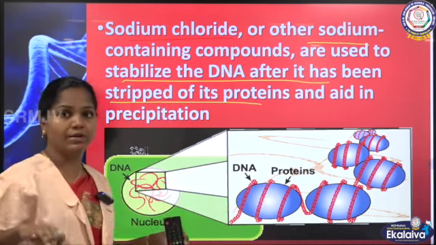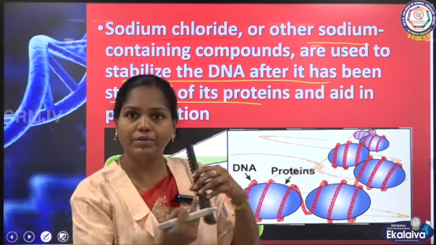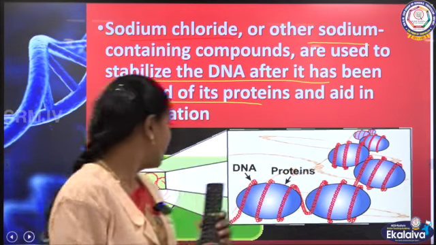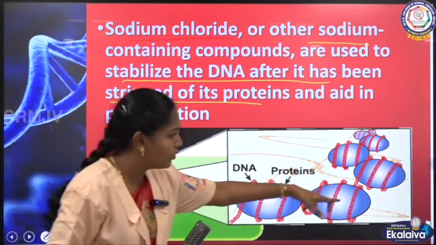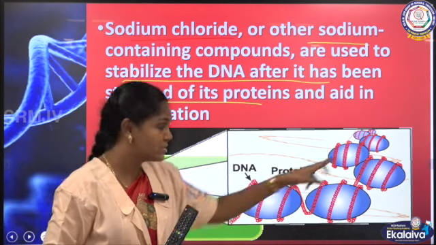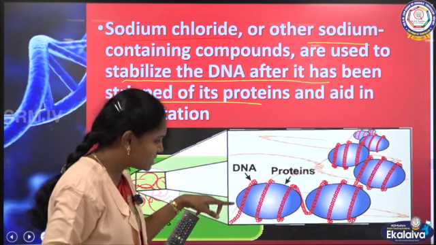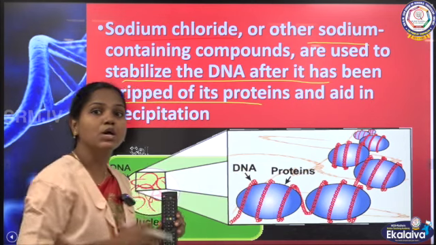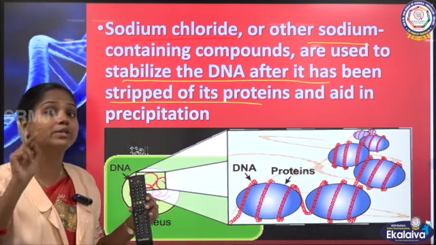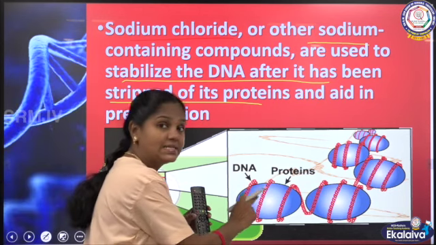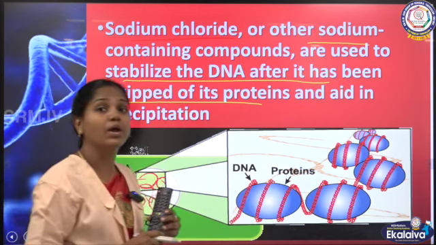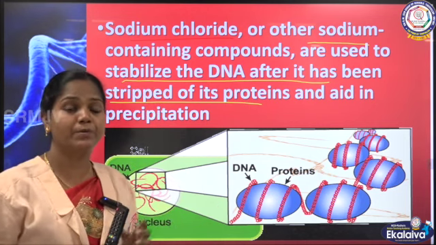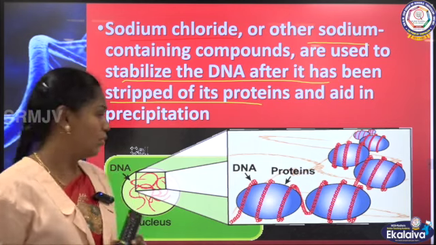its protein. You know how it is coiled around the histone proteins. In the nucleosome structure you have seen, the red color strand is DNA, and these are histone proteins. Once these proteins are removed, there should not be any disturbance in this DNA. So that's stabilizing; it is the work of our sodium ions. For this purpose only you are using sodium chloride.